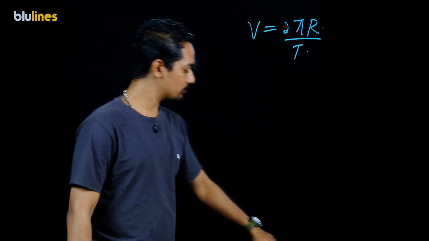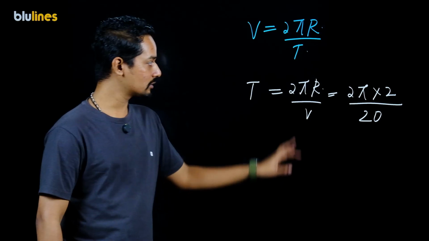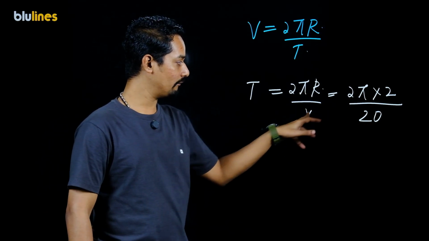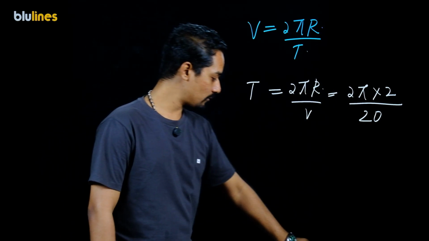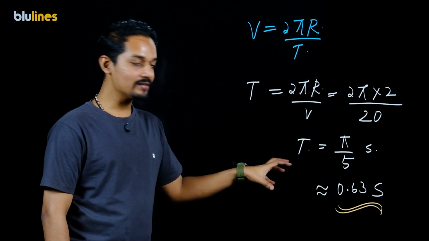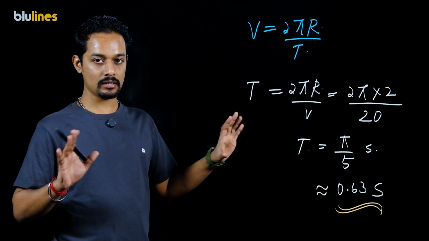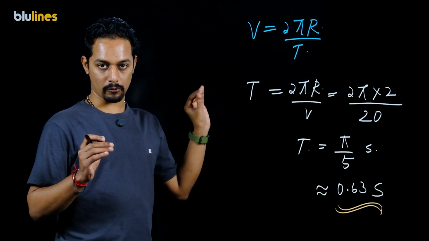So we can rearrange the terms, and you have t equals 2 pi r by v, and we can straight away substitute the values. r becomes 2 meters and v is 20 meter per second. So we get pi by 5 seconds, and pi by 5 is approximately 0.63 seconds. So this is how we finish uniform circular motion problems.